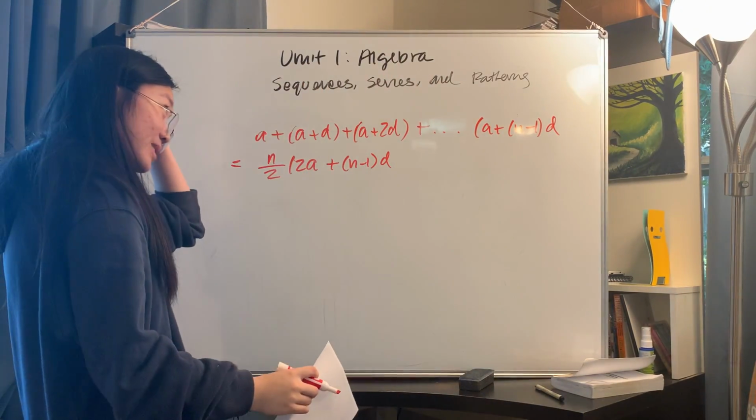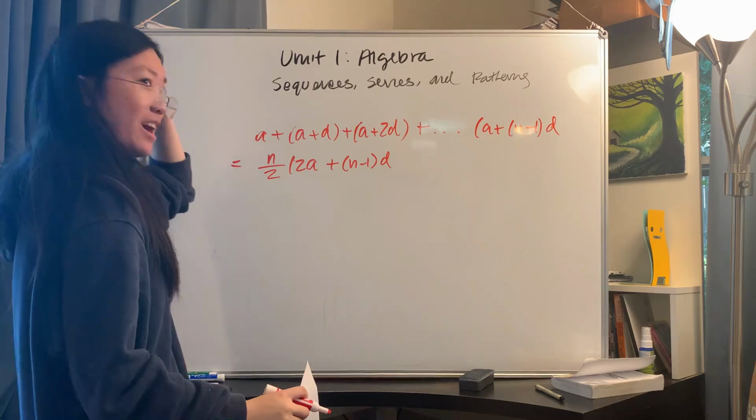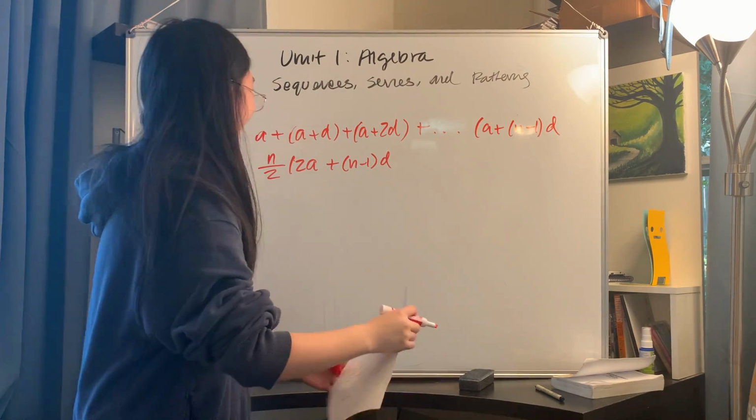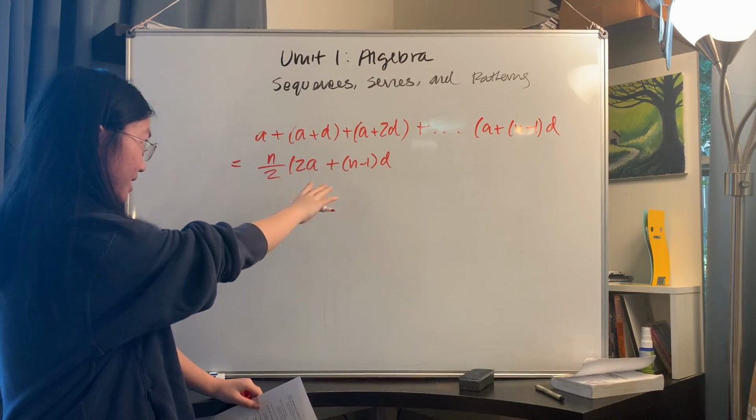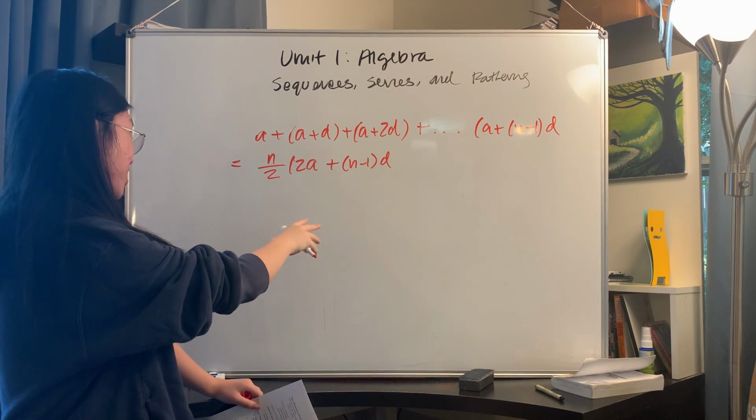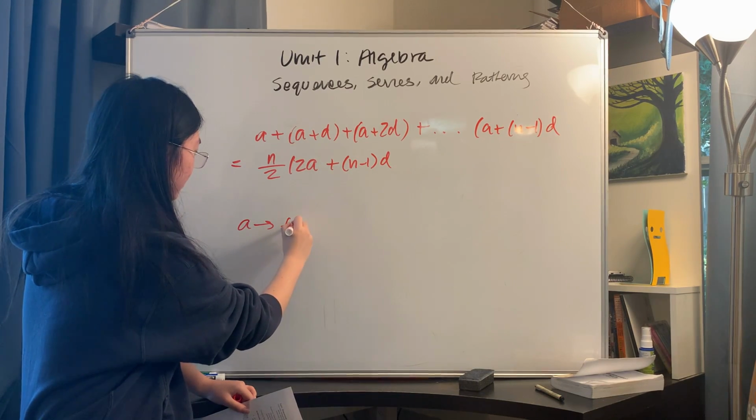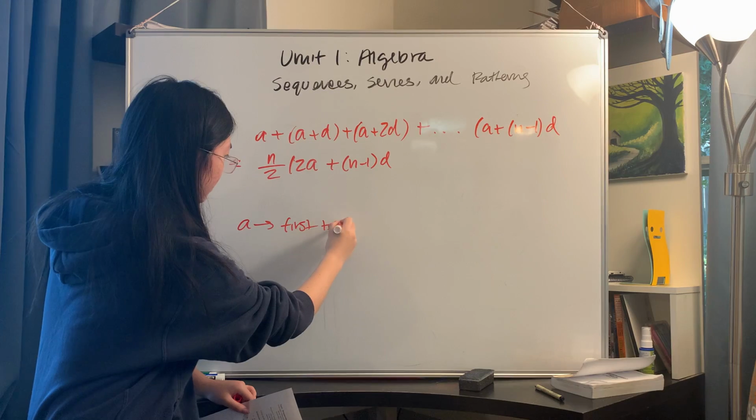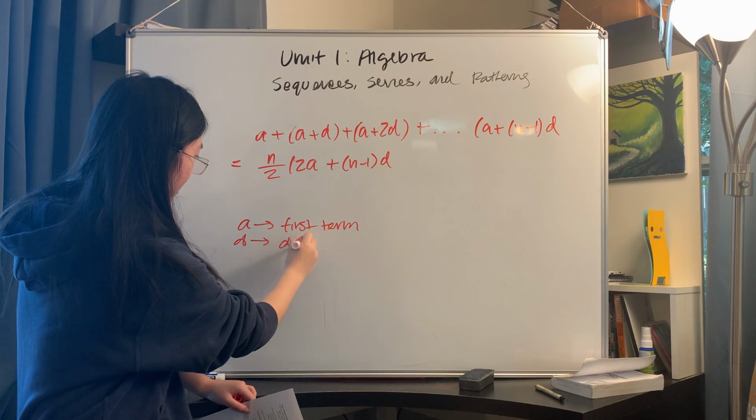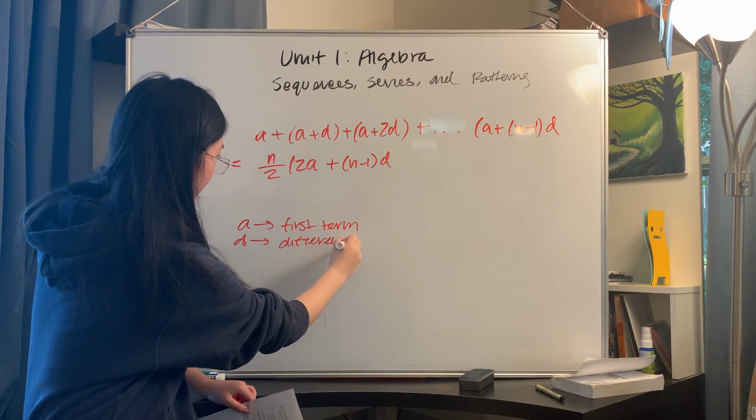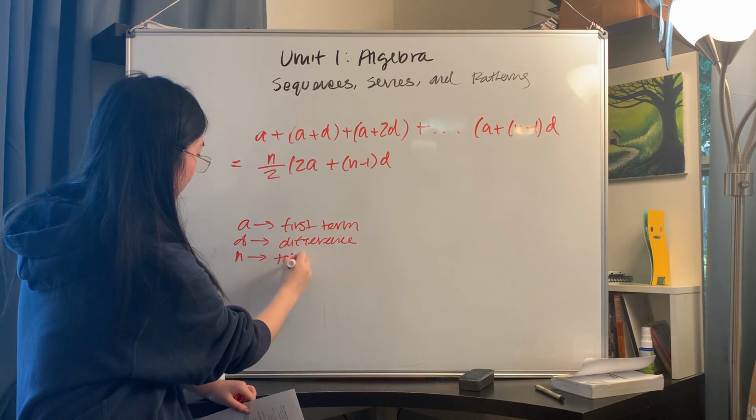This is a lot of variables, and I know it looks a little bit scary, especially because I wrote it in red, and red is such a violent color. Right, this is an arithmetic series, and all of these variables represent certain things. A is the first term. D is the difference. And N is the total number of terms.